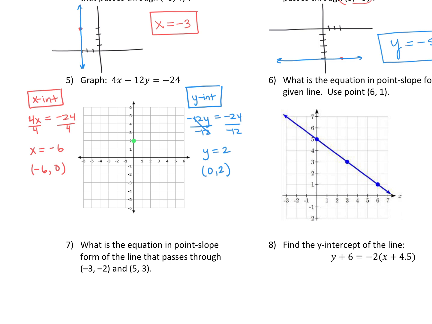So let's add a negative 6 on the x-axis, and now that I have 2 points on the line, I can just go ahead and draw the line through those.